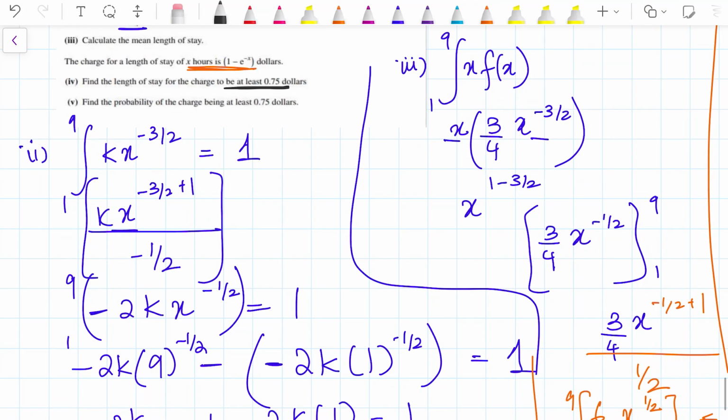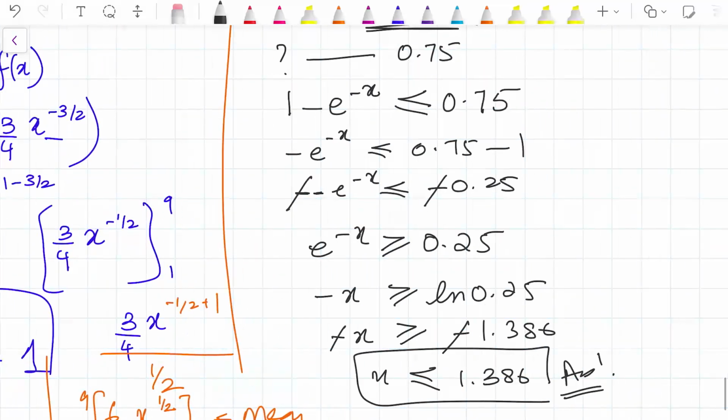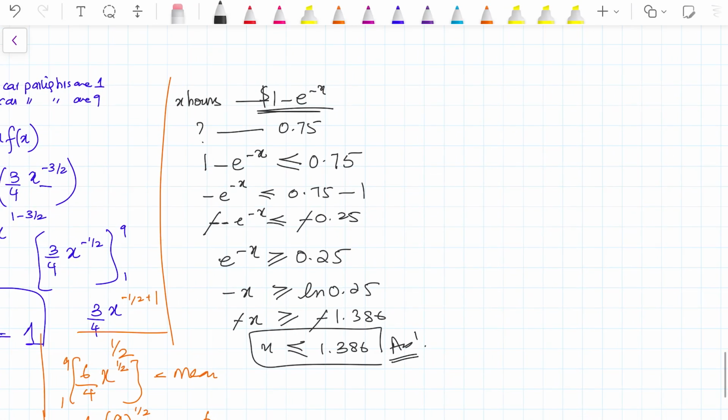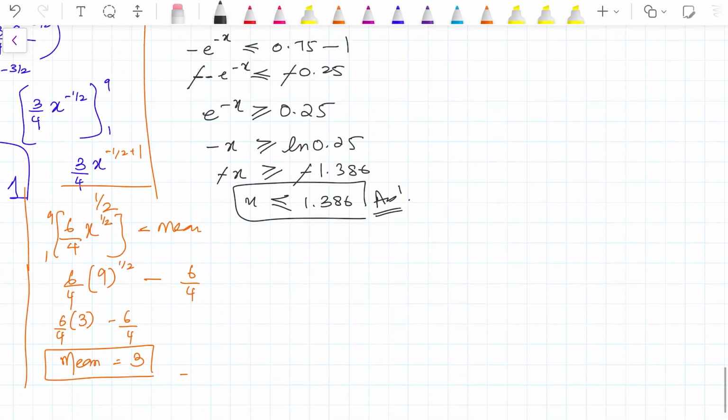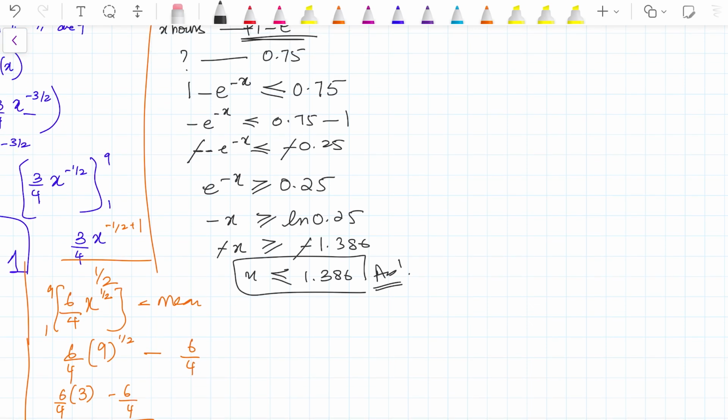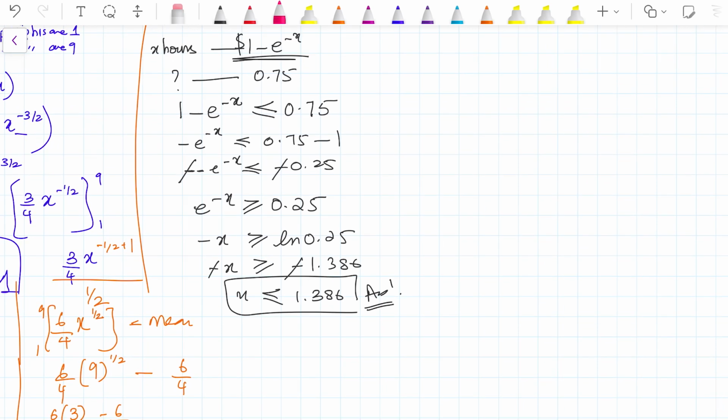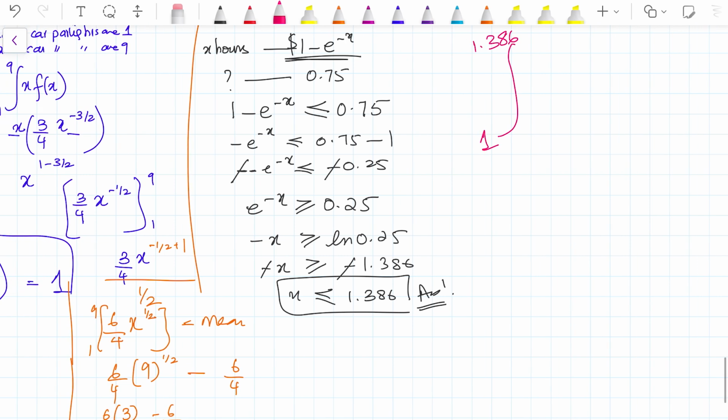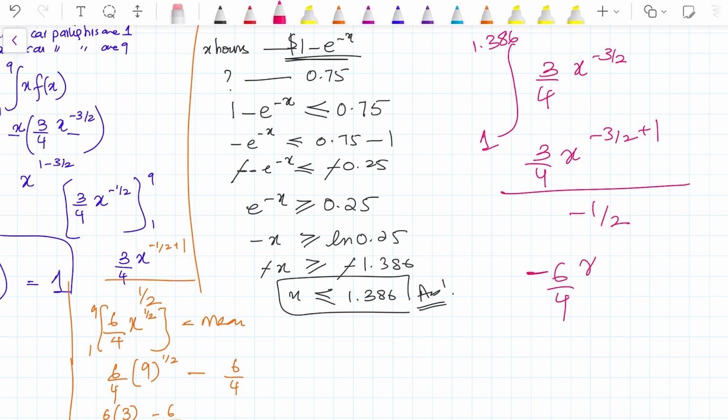Find the probability of the charge being at least 0.75. So for these number of hours, when you stay, you get at least 0.75. So what is the probability of staying for this duration? So let's integrate it. 1.386 till 1. The function is 3 upon 4 x to the power minus 3 upon 2 because we found the value of k. Add 1 to the power divided by new power. Minus 6 upon 4 x to the power minus half.